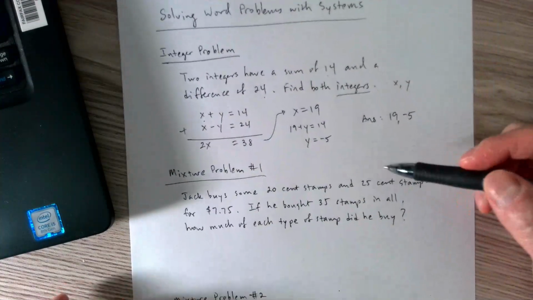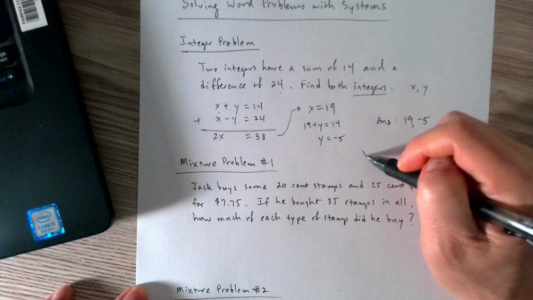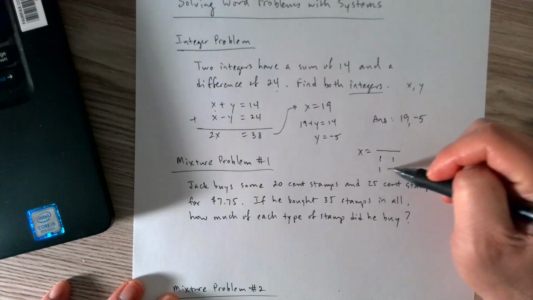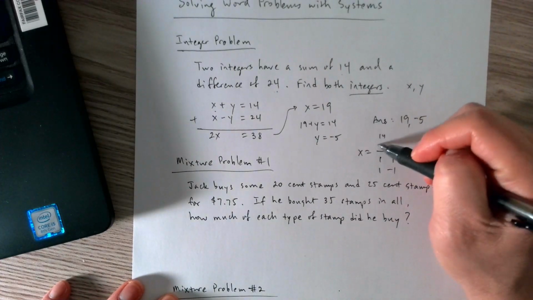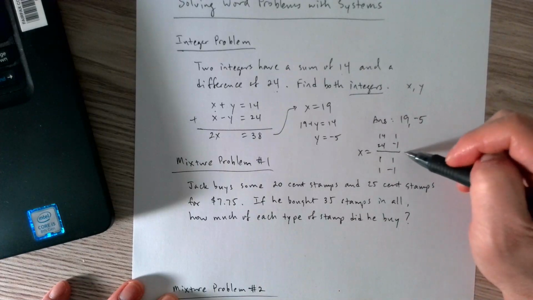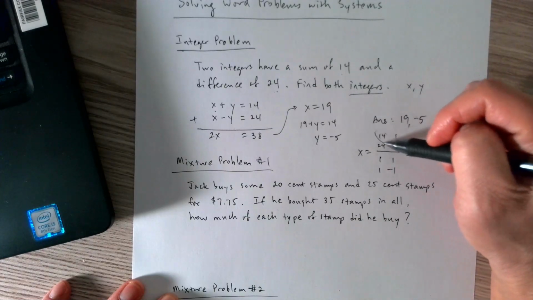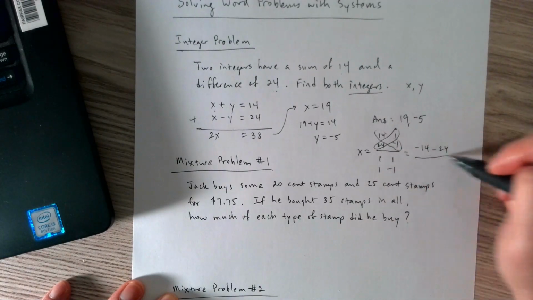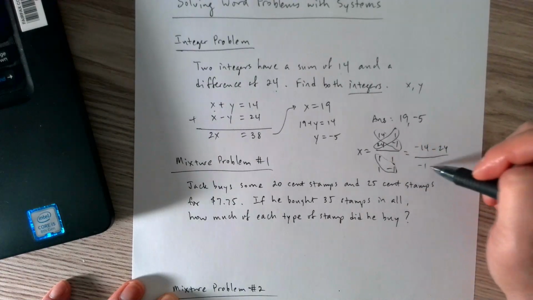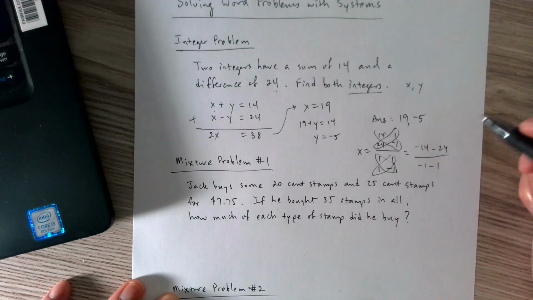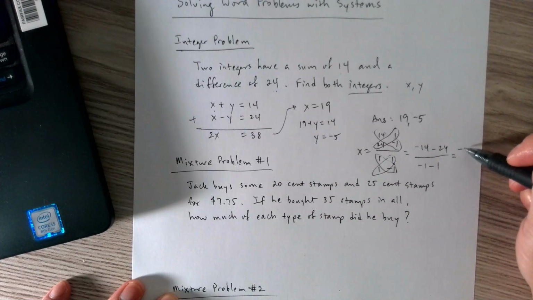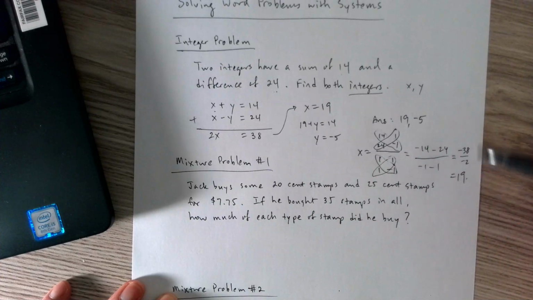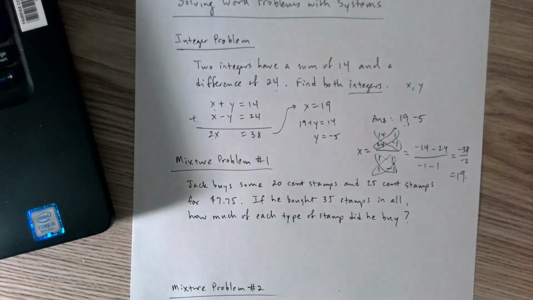Now just for kicks, I'll solve for x by determinants. 1, 1, 1, negative 1 goes in the bottom. 14, 24, 1, negative 1 goes in the top. And then I do my crisscross. Negative 14 minus 24 over negative 1 minus 1. Negative 38 over negative 2, that is 19, which is what I should have gotten.